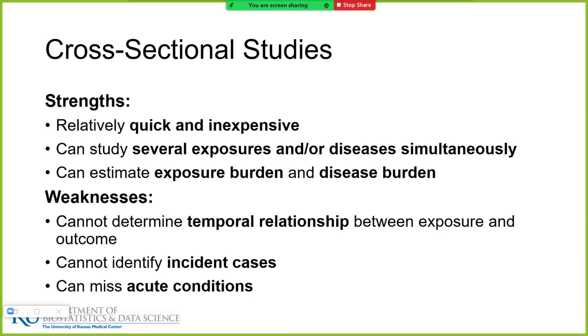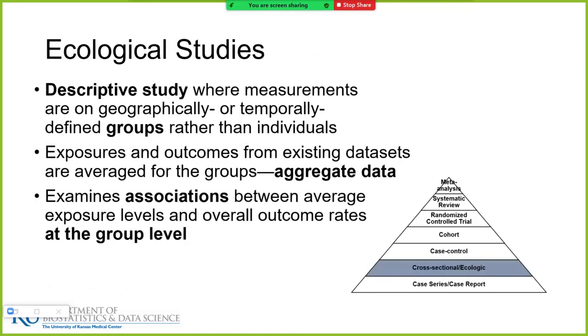They cannot identify what are called incident cases, which means you might see a diagnosis in the data set, but you don't know if that's their first diagnosis of the condition or a subsequent one. If conditions occur and resolve quickly, you might miss them if they are acute conditions. But they are quick and inexpensive and can generate many hypotheses that could inform the design of case control or cohort studies. Ecological studies is where I'm going to end.